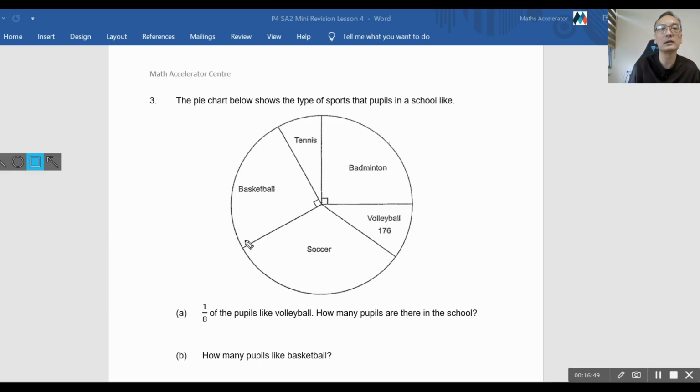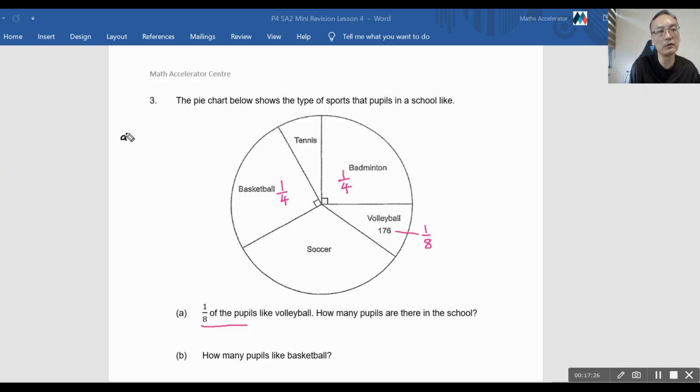Let's analyze the pie chart. Okay, we have 90 degrees. We all know that when it's 90 degrees, that means this portion is 1/4 of the total. Badminton is also 90 degrees over here. That means badminton is another 1/4 of the total. Volleyball is 176. And based on this information here, we can link 176 to 1/8.